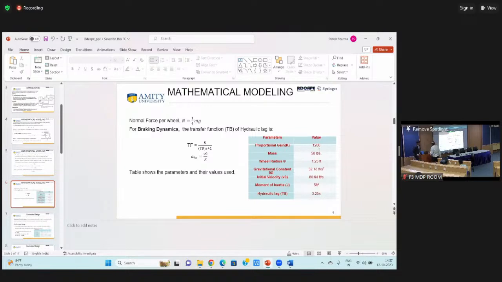The proportional gain I have taken is 1200, and I was using a quarter car model, so the mass I have taken is 50 lbs, along with all these other parameters. The initial speed on which I have tested all these things was 80.64 feet per second.